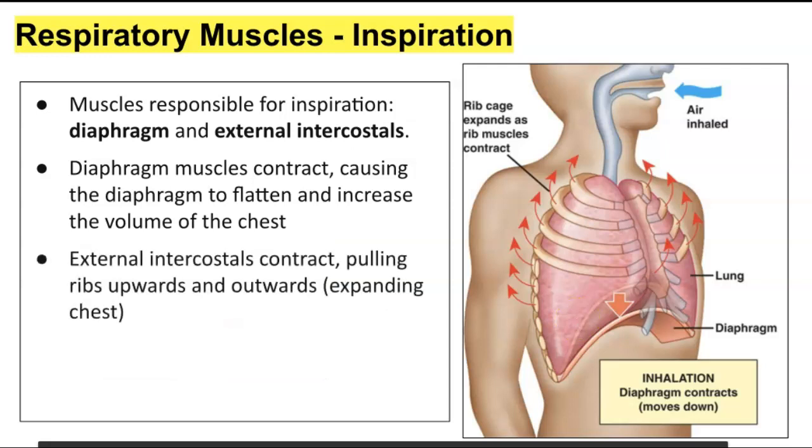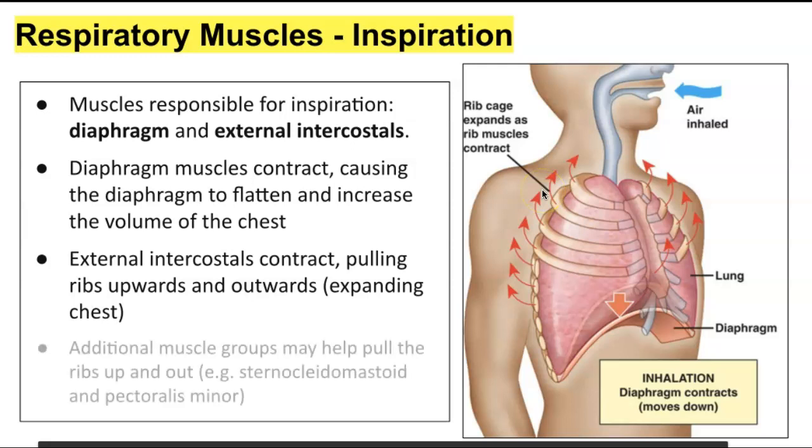And then your external intercostals are going to contract. These are those rib cage muscles, and they actually pull upwards and outwards, which expands the chest as well. Some additional muscle groups also help pull the ribs up and out. Those are the sternocleidomastoids and the pectoralis minor. I made that small because you don't need to know those, okay? But just know the diaphragm contracts and your external intercostals contract, and it expands the volume of the chest, which means decreasing the pressure.